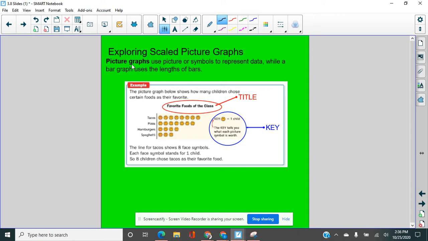And so if we look at the scaled picture graph, it has some parts, right? It has to have a title, and you can see the capitals on the first word, the last word, and then any other words that are important. The word food has a capital also. And then it also has a key. Okay, this is not like a key to get in your house. That's a multiple meaning word. This key tells you how much the faces are worth, right?